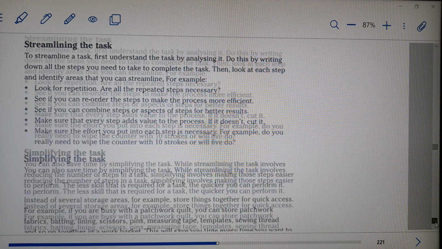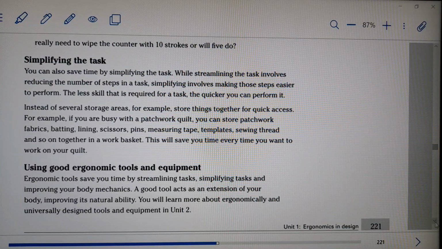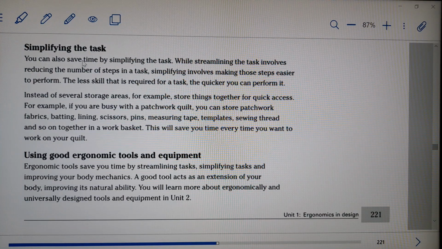The second area is simplifying the task. You can also save time by simplifying the task. While streamlining the task involves reducing the number of steps in a task, simplifying involves making the steps easier to perform. The less skill that is required for the task, the quicker you can perform it.